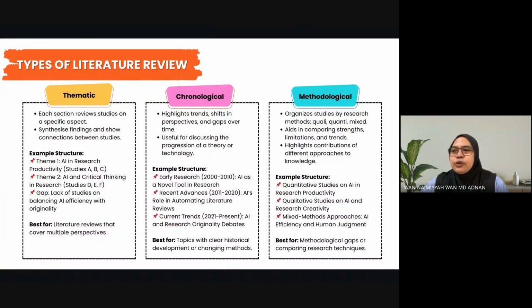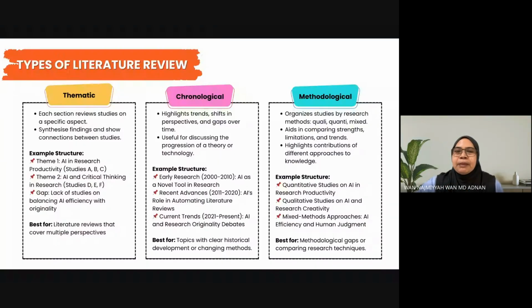For example, you use different themes. Okay, theme number 1 is about AI in research productivity. So you identify studies A, B, C, and D. And theme number 2, you identify another different theme. For example, you search about AI and critical thinking in research. So you identify studies D, E, F, G, or something like that. And then you identify the gaps, the lack of studies on balancing AI efficiency with originality, for example. Yeah. So usually thematic literature review is best used for literature review that covers multiple perspectives.